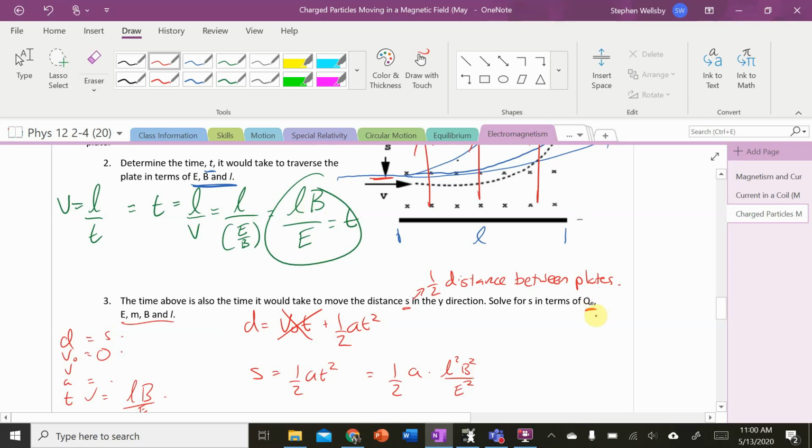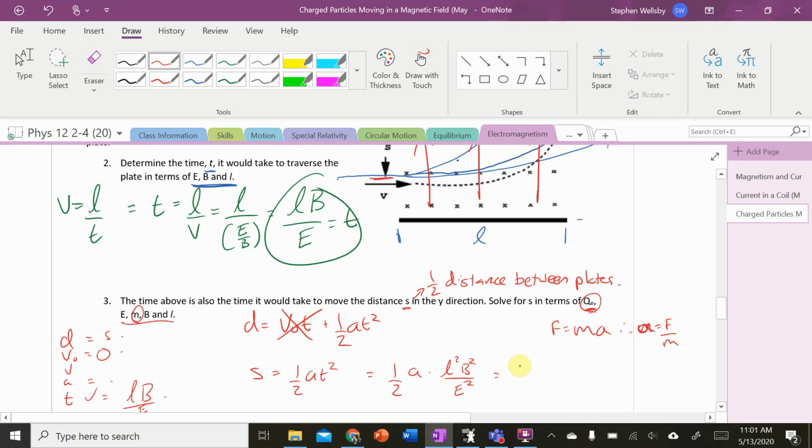Now the question here says I want to leave it in terms of q and e and m and b and l. So we don't have q yet in our formula, and we don't have m in our formula here. So how can we relate one of these other quantities? Oh, and our formula still has a, and I didn't ask you to solve it in terms of a. So we need to get rid of our a, and we need to get some q's and some m's in there. Well, how we can take a and basically get rid of our a and get an m in there is to remember Newton's second law. So F equals ma, therefore A equals F over M.